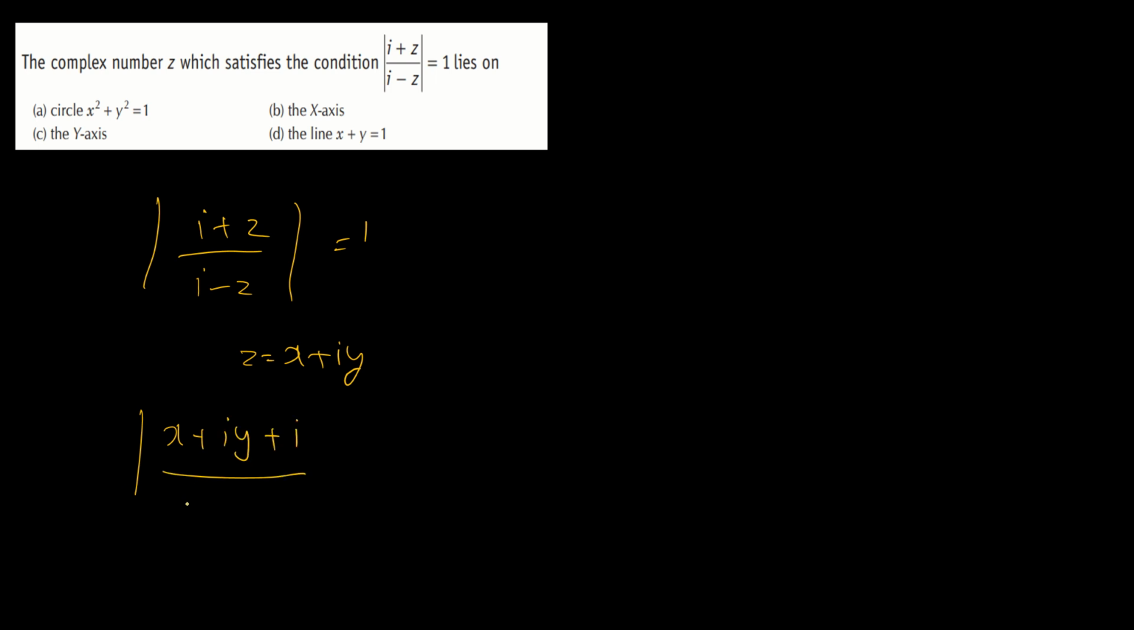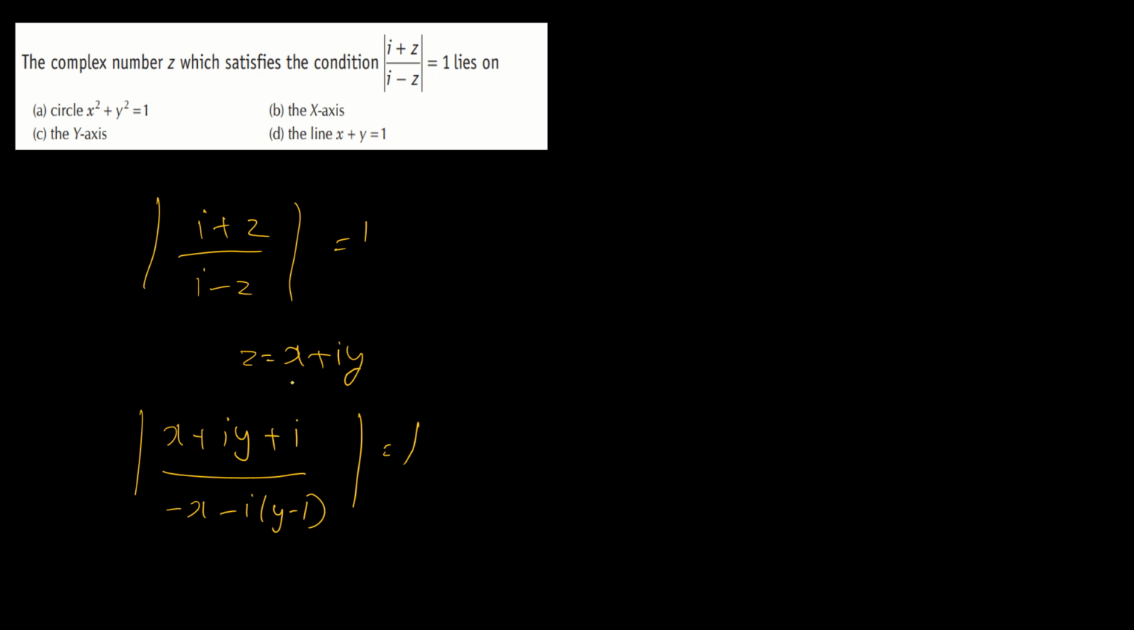The complex number z which satisfies the condition. What is the condition? Mod of (i plus z) by (i minus z) equals 1. Let's take z equal to x plus iy. So we can write it like this: (x plus iy plus i) divided by (minus x minus iy minus i), equal to 1.